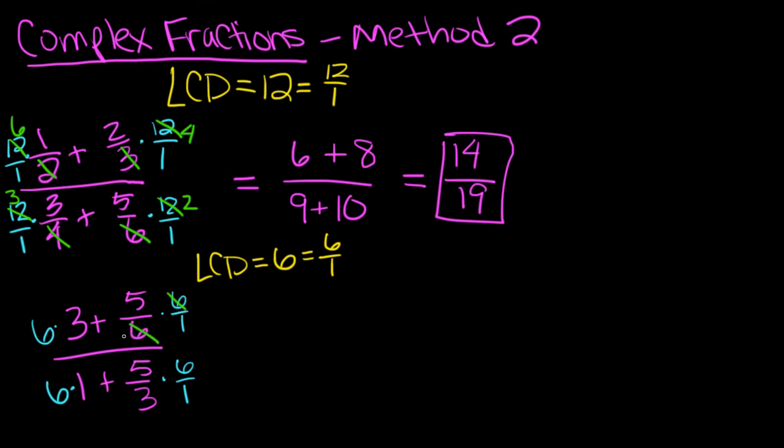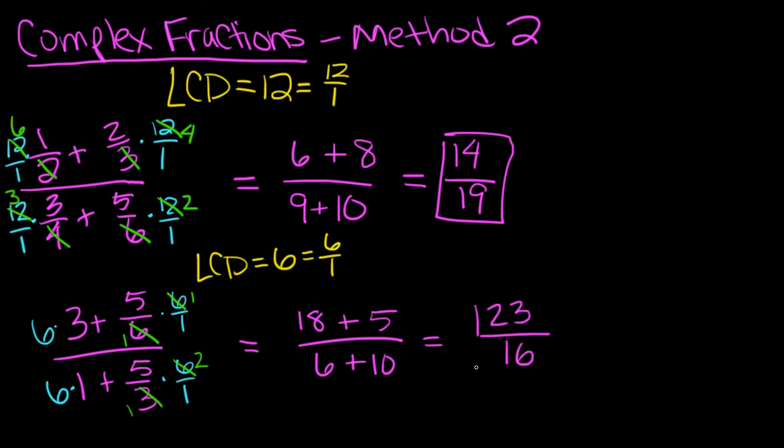6 goes into 6 evenly one time. 3 goes into 6 twice. And what am I left over with? Well, 3 times 6 is 18, plus 5 times 1 is 5 over, well, 1 is 5. And 6 times 1 is 6. 5 times 2 is 10 over 1 is 10. So that leaves me with 23 over 16. And I'm done. 23 is prime, so I know it can't be simplified.